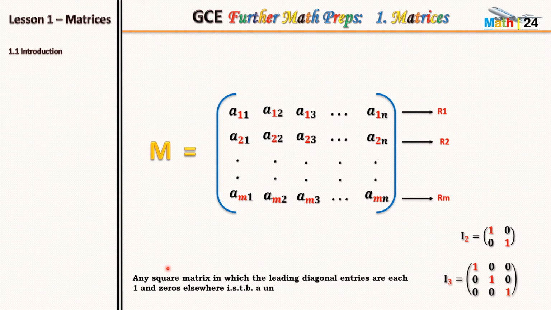Examples of matrices that we have, which are square matrices, are the identity matrix of order or size 2, and the identity matrix of order 3 or of size 3, as they are denoted. So any square matrix in which the leading diagonal entries are each 1 and there are zeros elsewhere is said to be a unit or an identity matrix. So this is an example of an identity matrix of size 2 or of order 2, and an identity matrix of size or order 3.